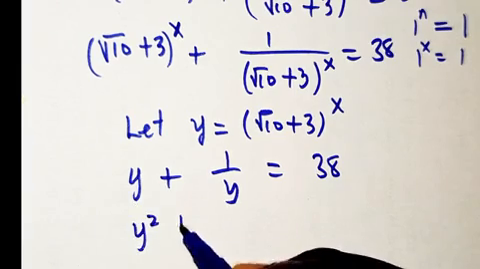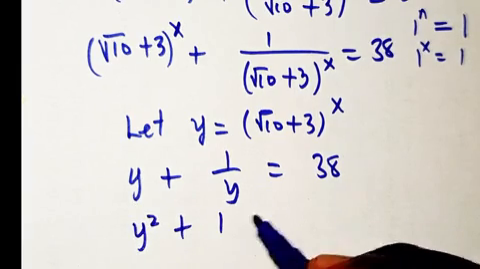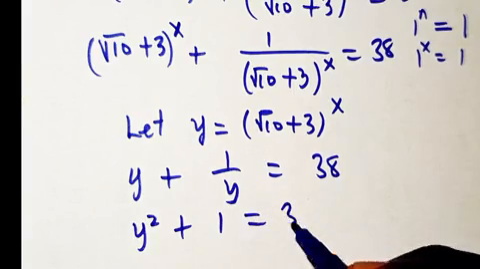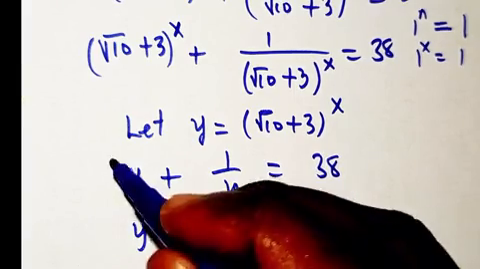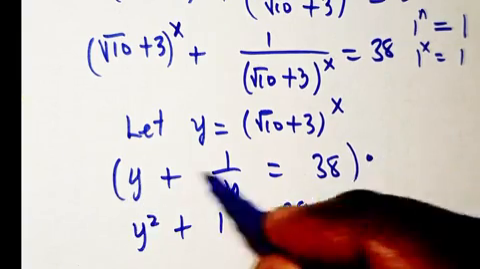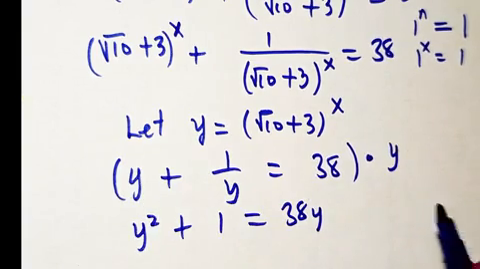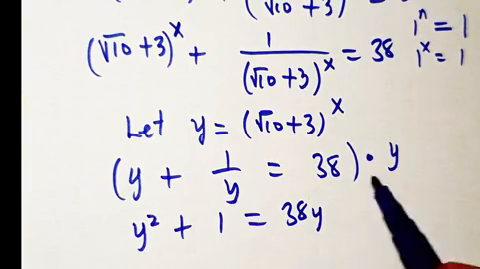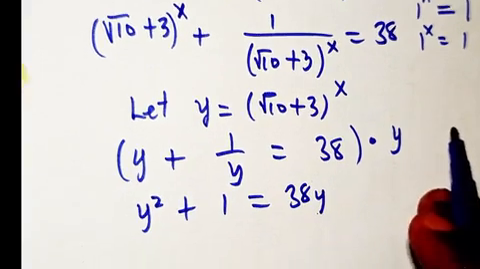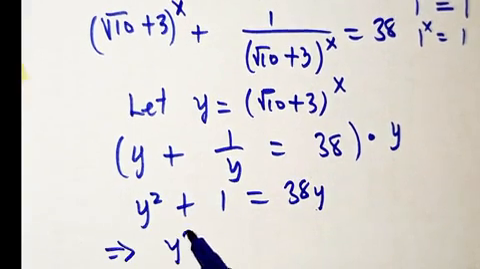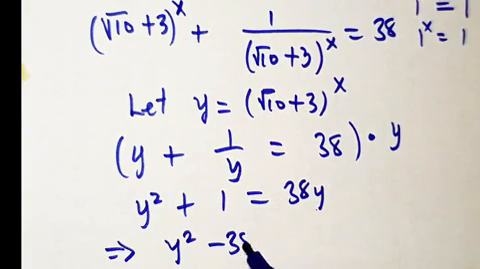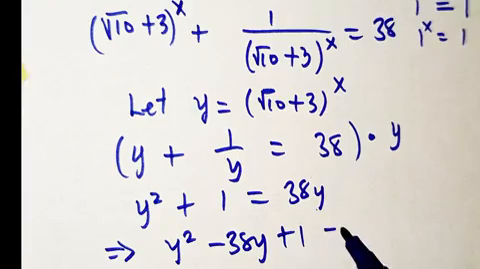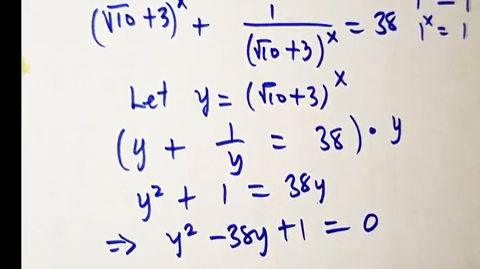This is going to be y squared plus 1 equals 38y. So what I did is I multiplied everything by y. So when you do this times this, you're going to have this y, we cancel this y here, then y times 38, you have this. So which implies that y squared minus 38y plus 1 equals 0. Are you following?